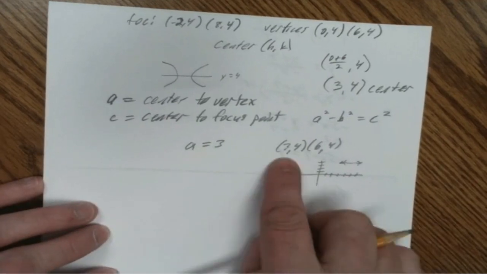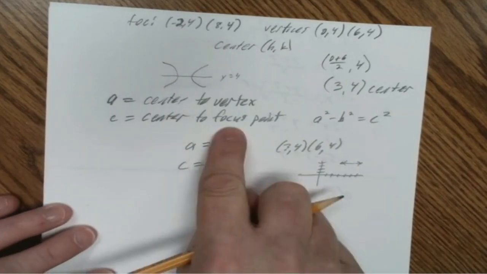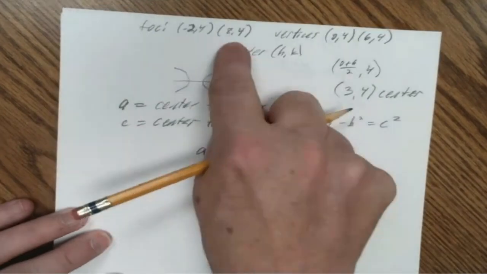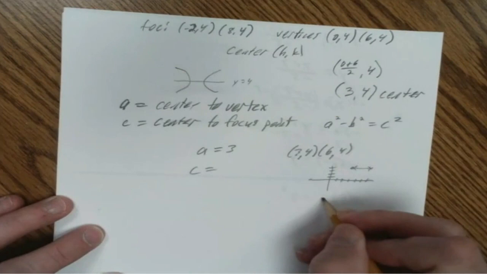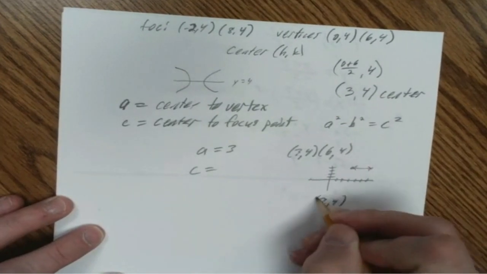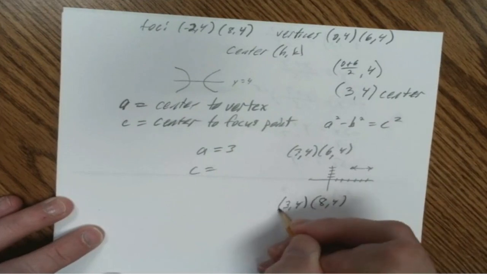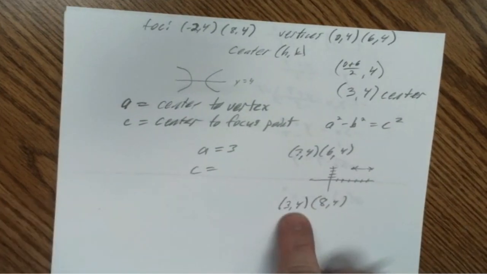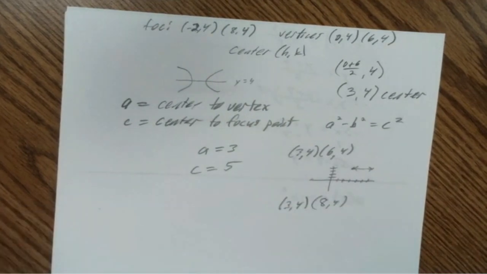So let's find what our C is. And that's from the center to a focus point. Well, our focus points are -2, 4 and 8, 4. So it'd be easier to work with 8, 4, I think. And our center again was at 3, 4. So how far is it from 3, 4 to 8, 4? Well, that's a distance of 5.